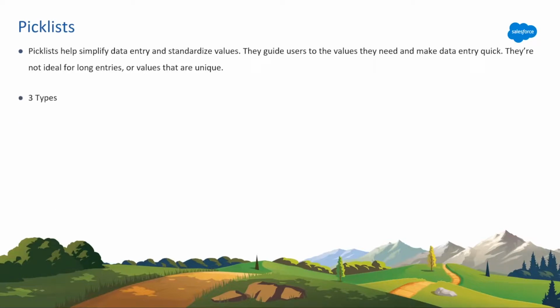There are 3 types of pick lists. There's standard, the ones that come in the system when you purchase Salesforce, like lead source and opportunity stage. Those are predetermined, pre-created. You have custom, which are the ones that we create day in, day out. And then there are multi-select custom pick lists, where users can choose multiple values within that pick list.